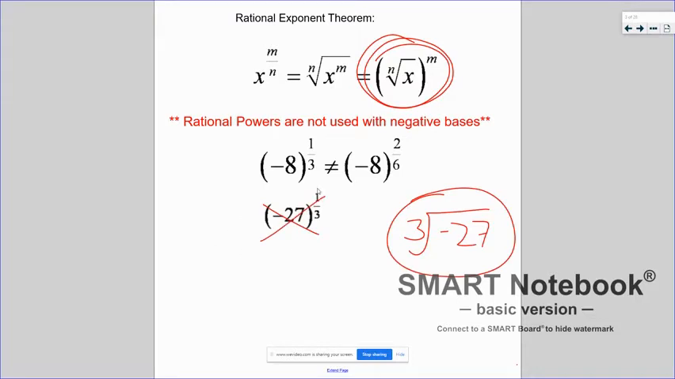What's weird is your calculator will give you a value for this. So you want to make sure you understand that really what your calculator is doing, it's doing this. And that's how you should write it, because that's actually what's going on.